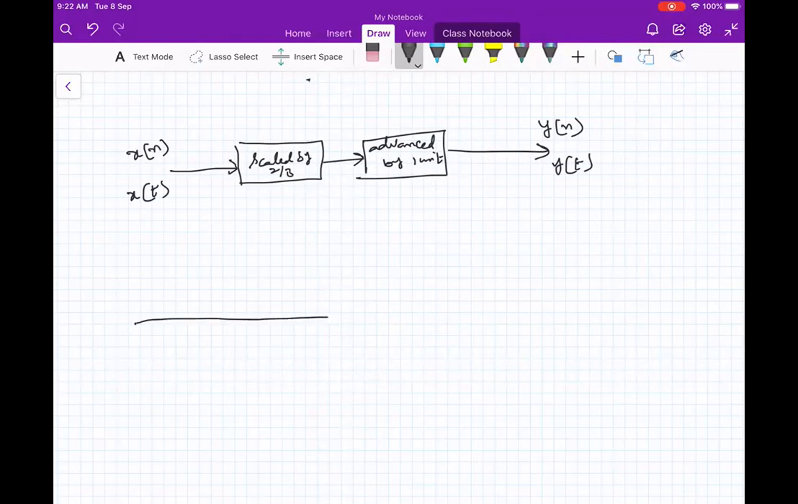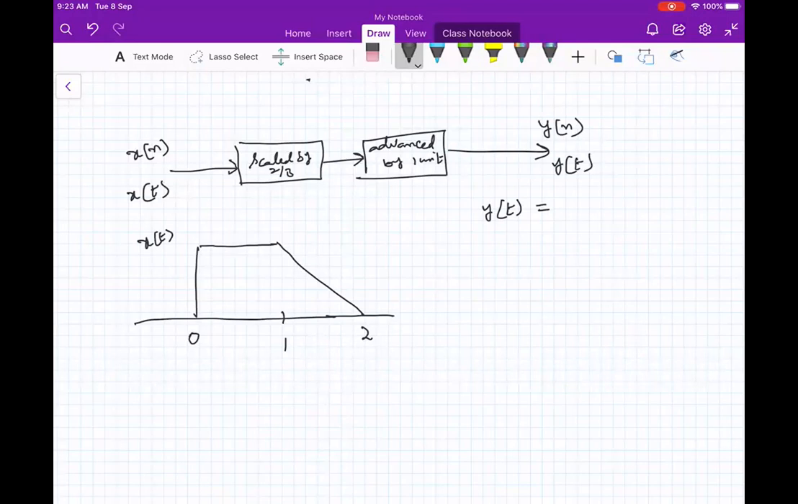Let x of t be like this. It starts from 0, and then it goes like this, up to 2, and this is 1. This is x of t. Now the question is, I want to write y of t. Mathematically, can some of you quickly tell, based on the discussion we had in the last class, what is y of t?